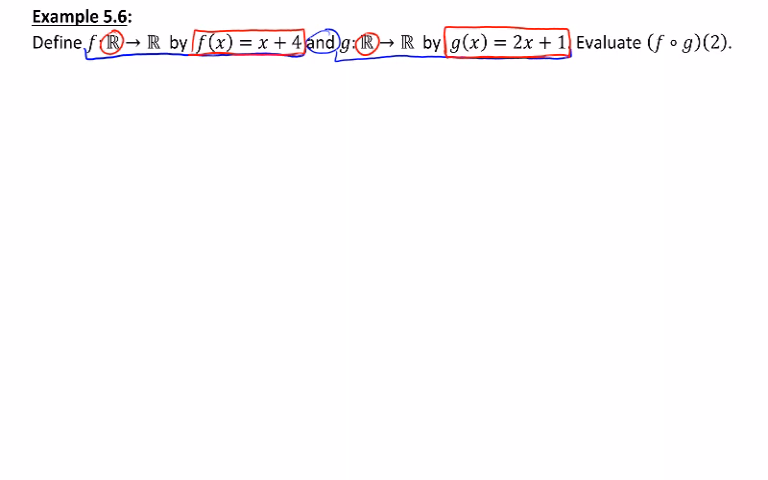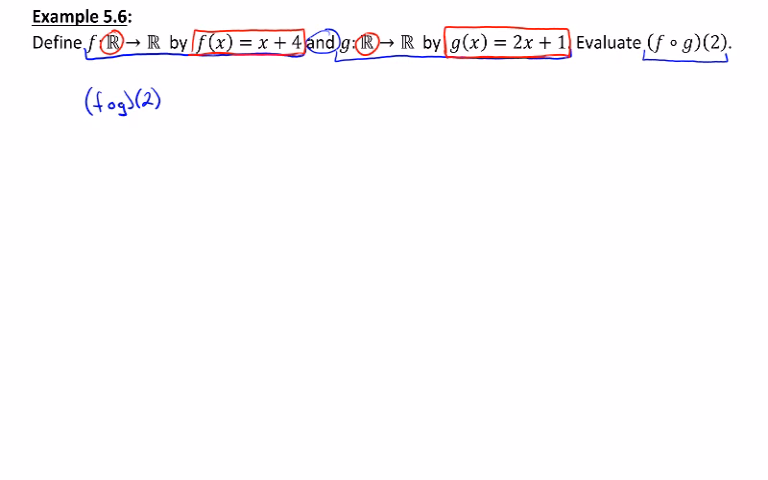And here's what we're supposed to do with these two functions. We are supposed to evaluate f composed with g of 2. So let me write that down. f composed with g of 2. So make sure that you're keeping track of function notation properly.